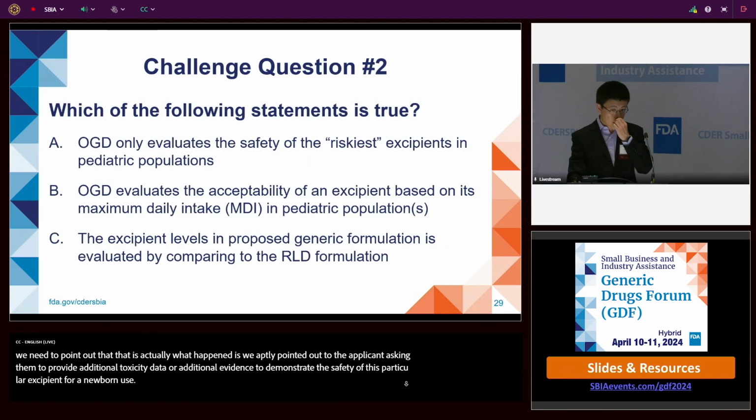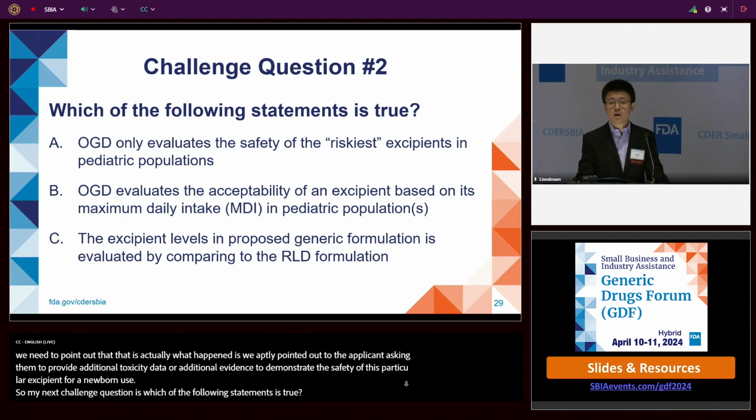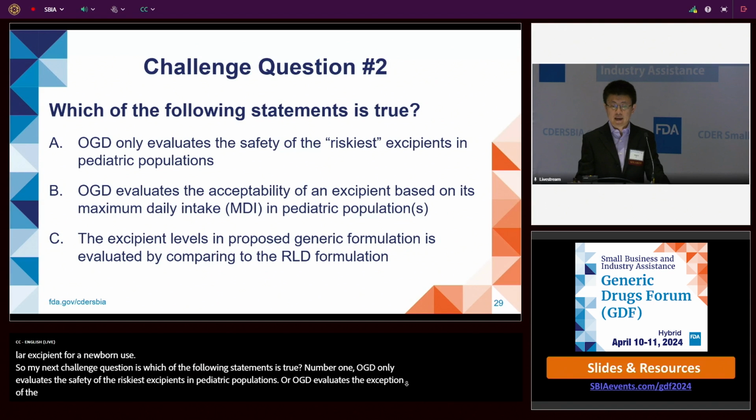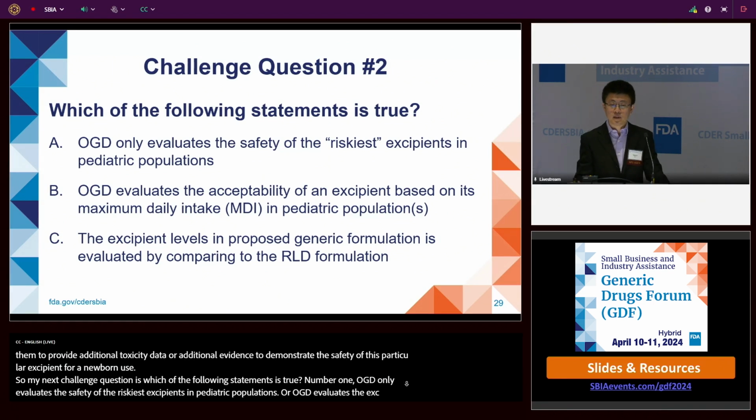So then my next challenge question is, which of the following statements is true? Number one, OGD only evaluates safety of the riskiest excipient in the pediatric population. Number two, OGD evaluates pediatric excipient safety based on MDI. Number three, the excipient levels in the proposed generic formulation are evaluated only by comparing to the RLDs.